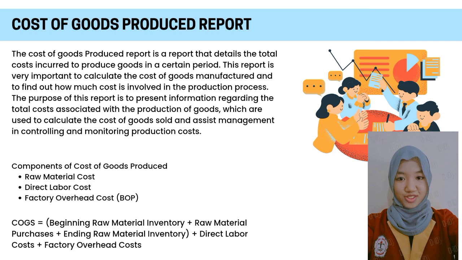Components of cost of goods produced. Raw material cost. Direct labor cost. Factory overhead cost, BOP. COGS equals beginning raw material inventory plus raw material purchases minus ending raw material inventory, plus direct labor costs plus factory overhead costs.